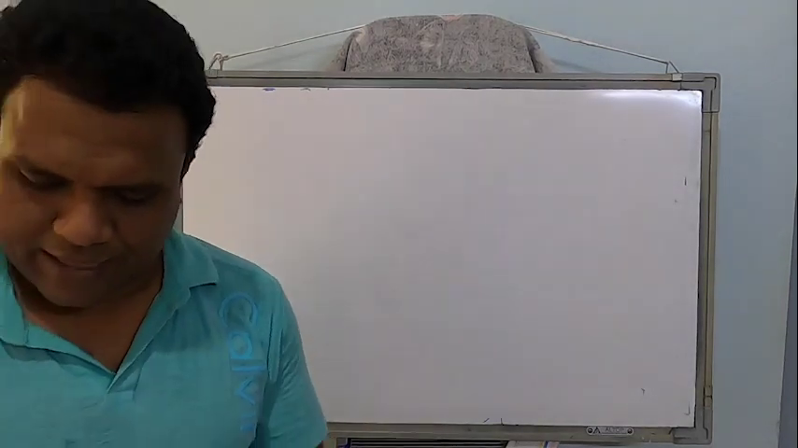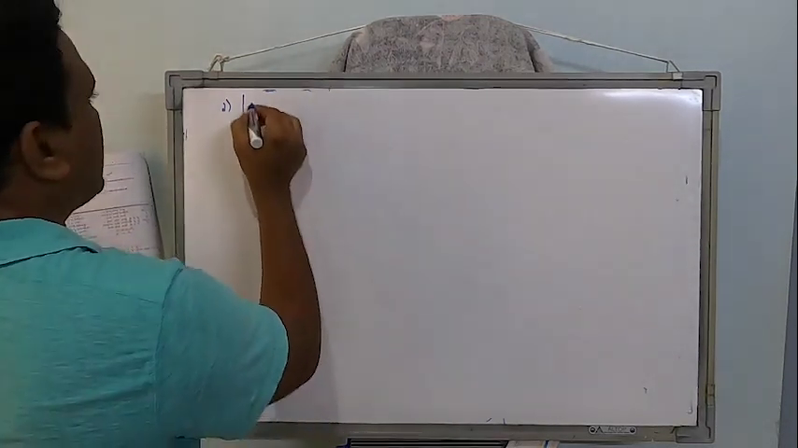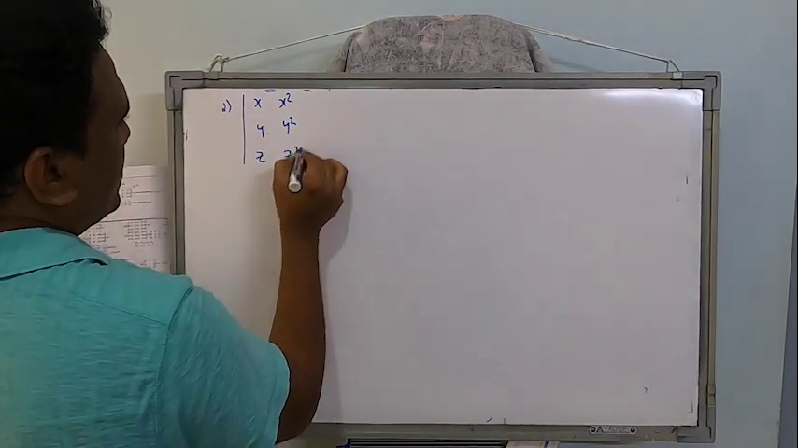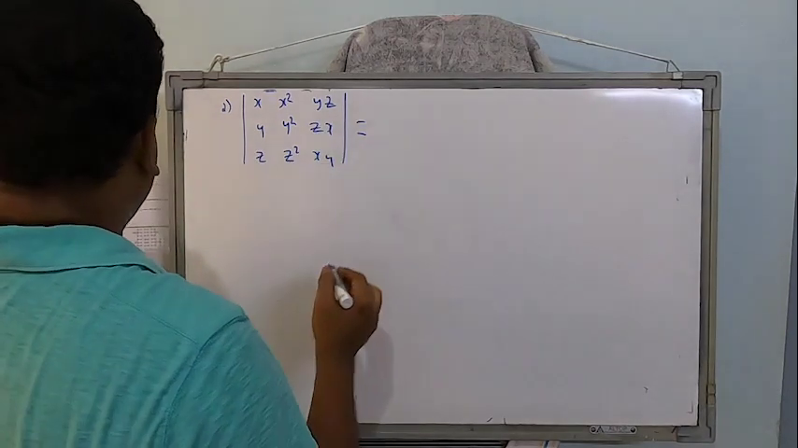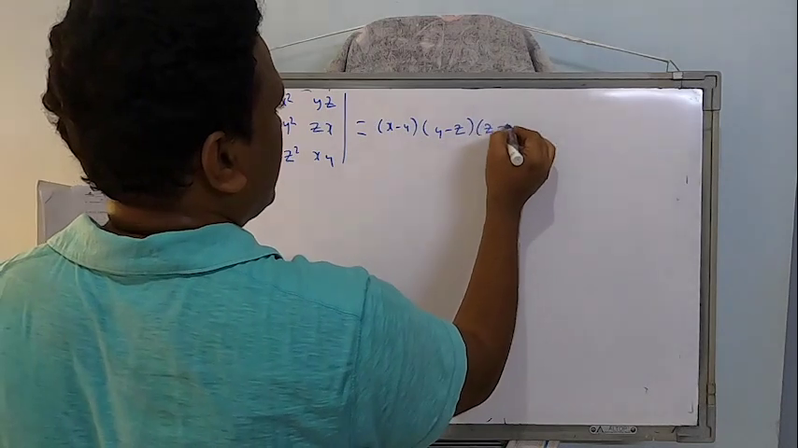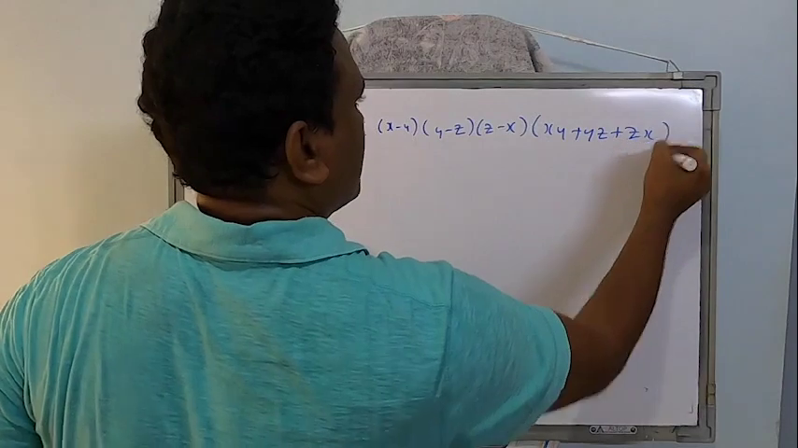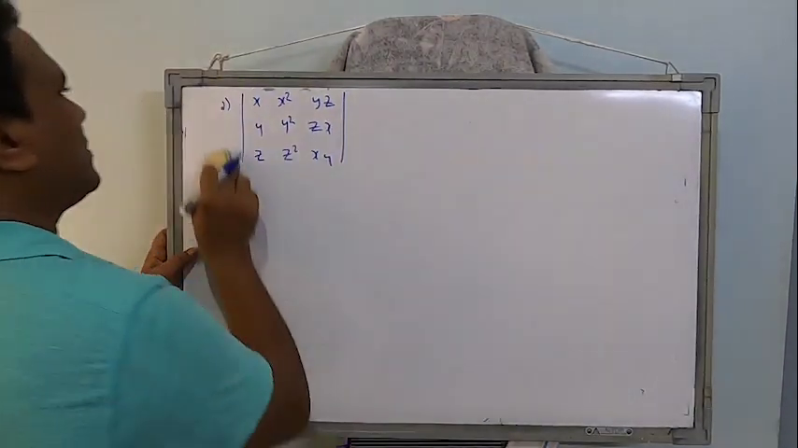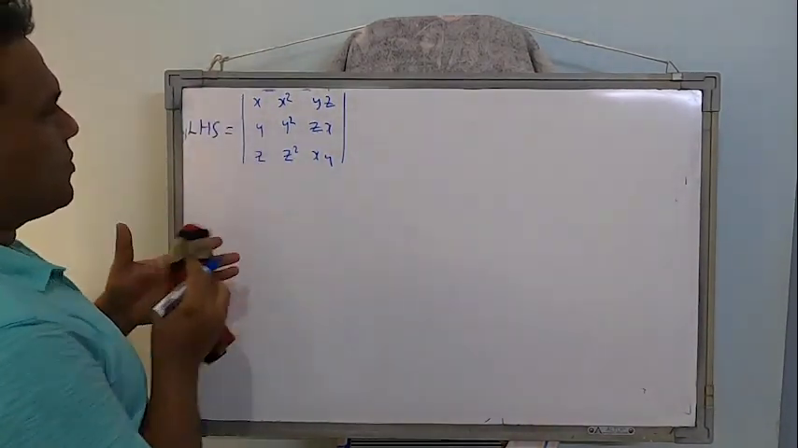So I will move on to the second problem. It is given as the determinant with rows x, y, z, x square, y square, z square, yz, zx, xy. Correct. And this should be given as x minus y multiplied by y minus z multiplied by z minus x multiplied by xy plus yz plus zx. We have to prove this. So let me erase the right hand side which is present. Okay, now I will start with this as my left hand side of the problem.